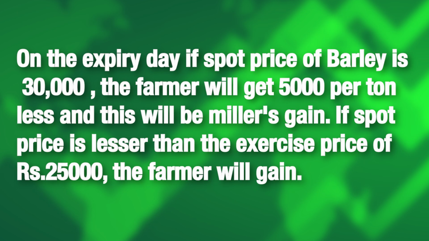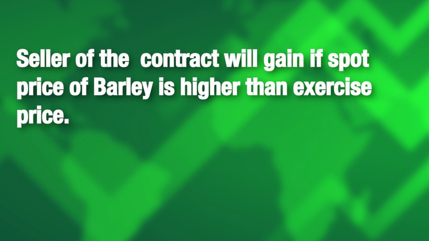On the expiry date, if the spot price of barley is 30,000, the farmer will get 5,000 per ton less, and this will be the miller's gain because the exercise price is 25,000. If the spot price is lesser than the exercise price of rupees 25,000, the farmer will gain. The seller of the contract will gain if the spot price of barley is higher than the exercise price.